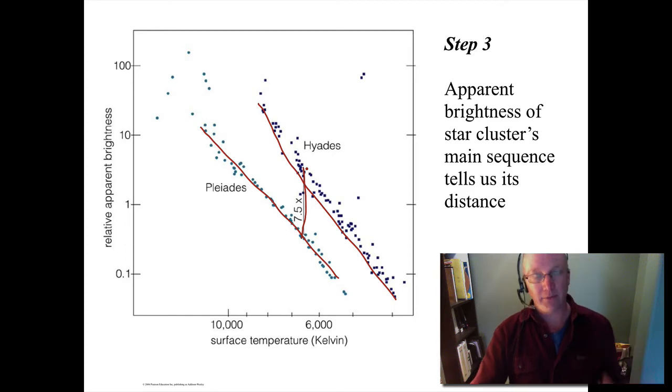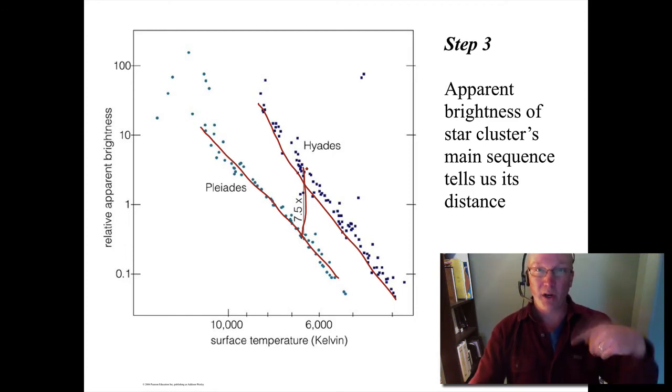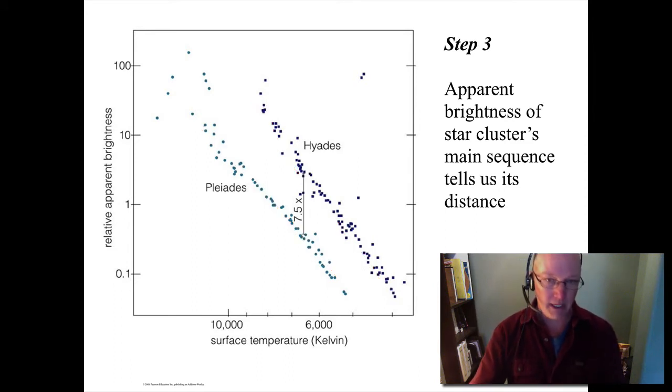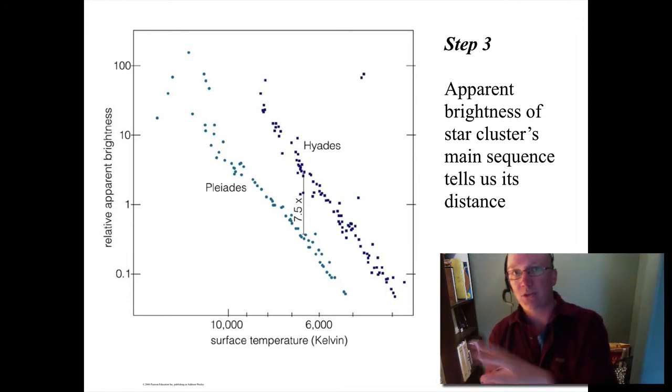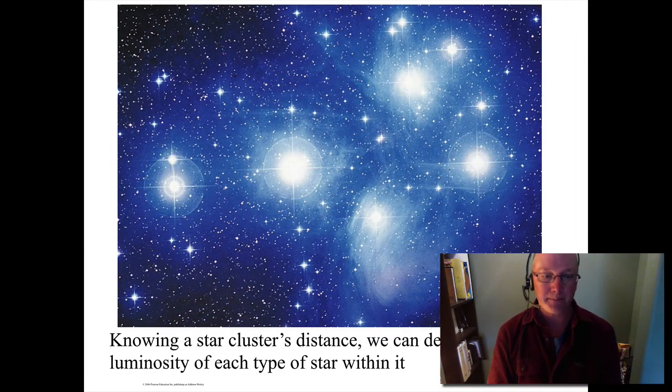So we can say, well, if its brightness is 7.5 times greater, it must be the square root of that closer. And we can determine the distance to these things relative to a standard such as our sun. So we've done this one as well. So if we can find a cluster, we can tell the distance to whatever object we're talking about.